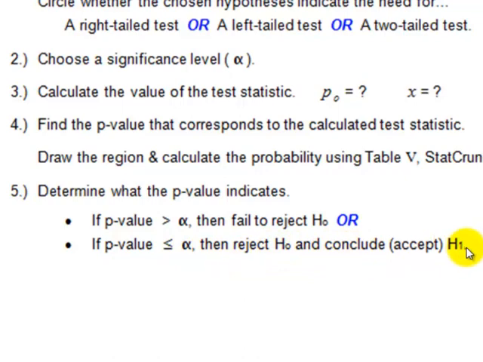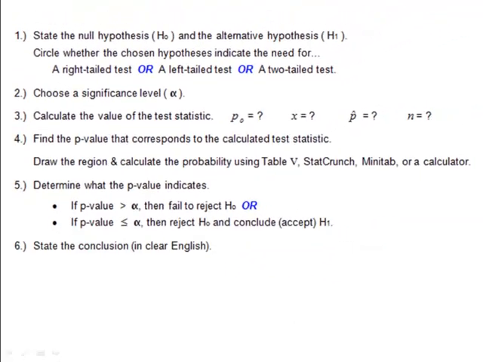So we have a saying for remembering this: if the p-value is low, H sub 0 must go. P-value being low means when it's less than or equal to alpha. That's when we reject H0. H0 must go, and we conclude H1. Number 6, we state the conclusion in clear English.